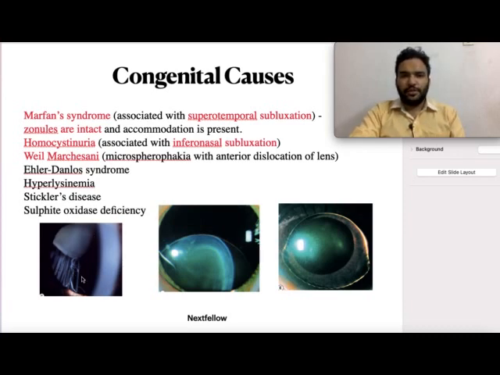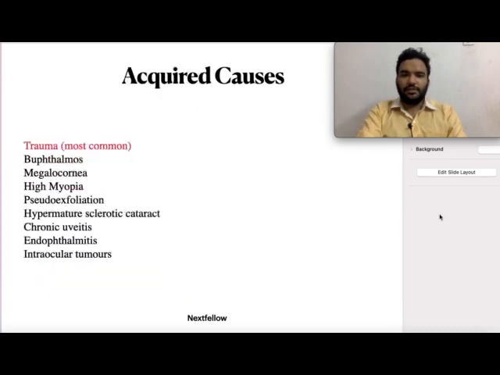There will be zonules here, and because the zonules are there, accommodation is present. Whereas zonules are not present in homocystinuria, because cystine is important for the zonules. Because cystine is absent, there will be no zonules here, and accommodation will be difficult. Whereas in Weill-Marchesani syndrome, there will be microspherophakia and anterior dislocation of the lens. As you can see, the lens has come out of the posterior chamber itself. Then the other conditions include Ehlers-Danlos, hyperlysinemia, Stickler's disease, sulfite oxidase deficiency, etc.